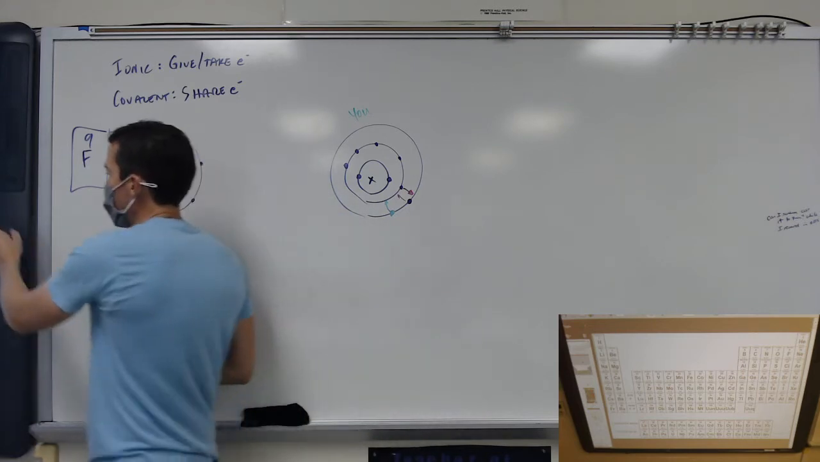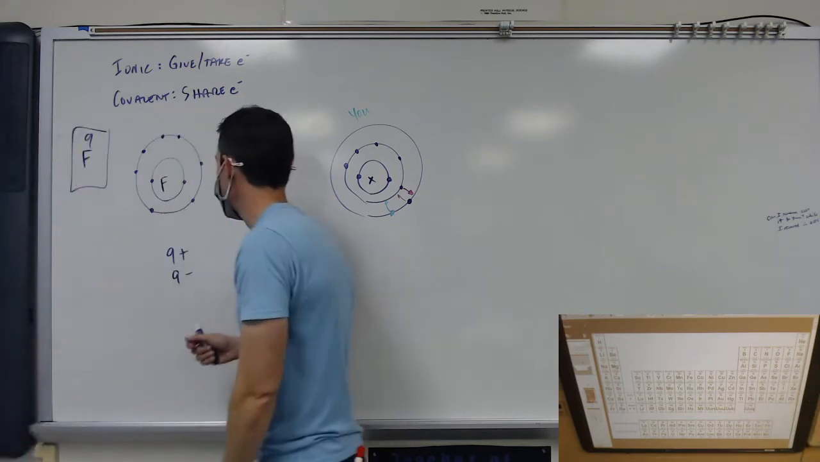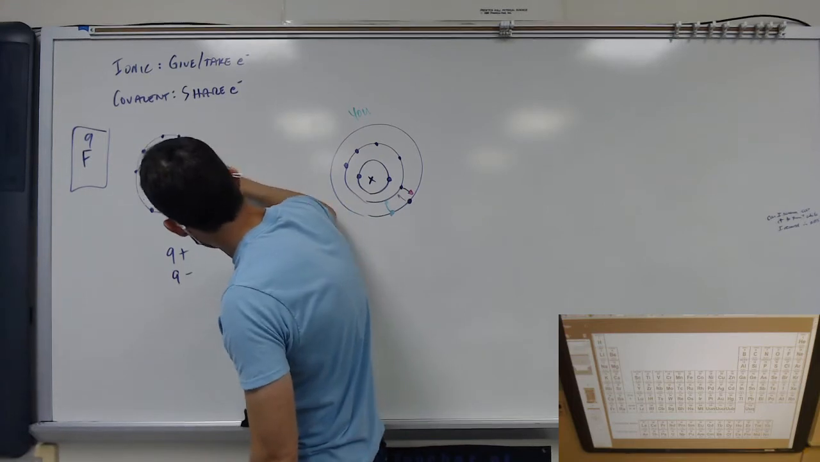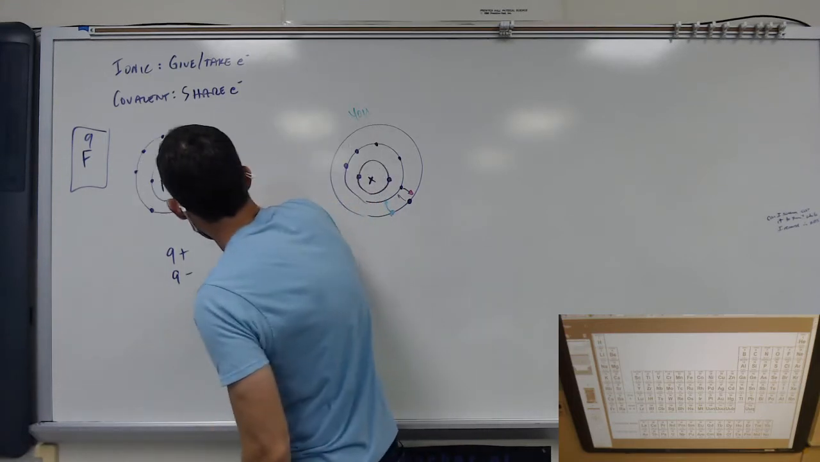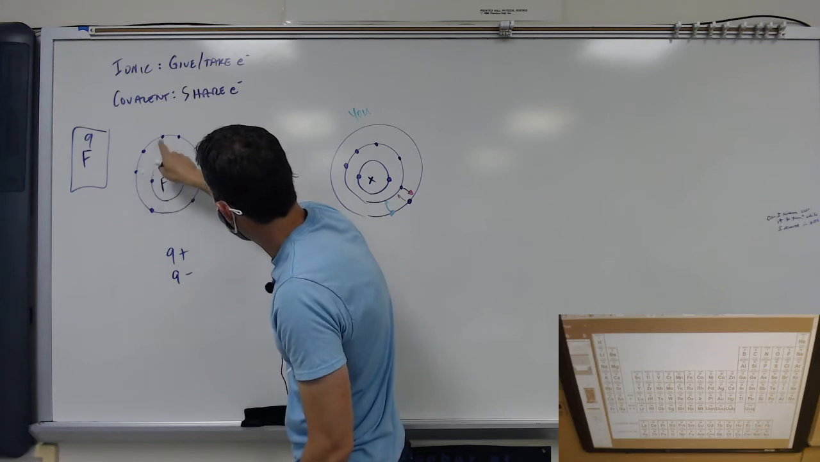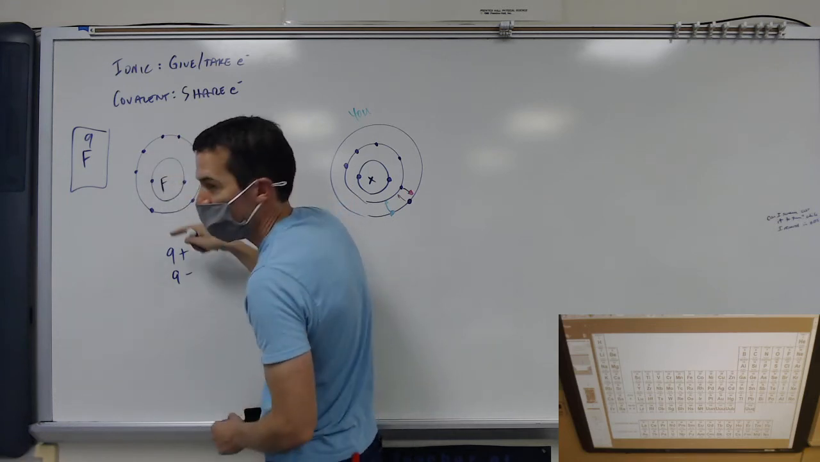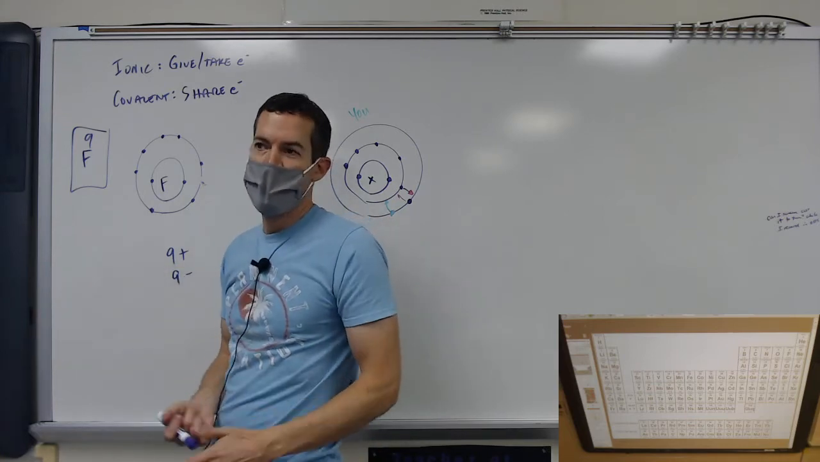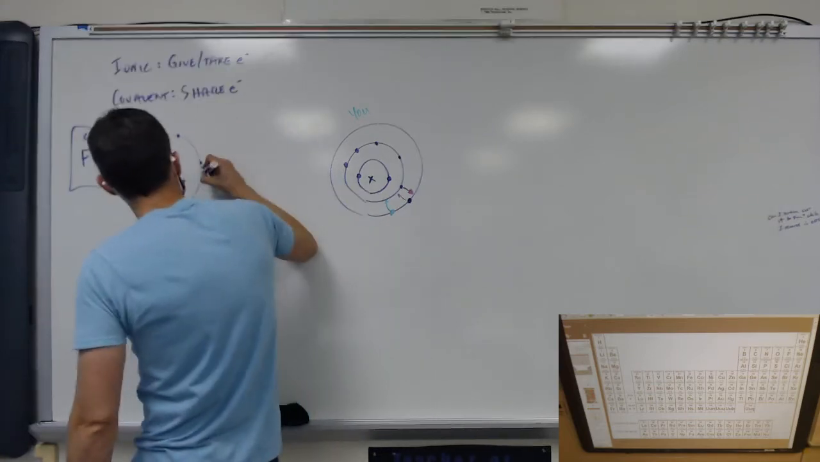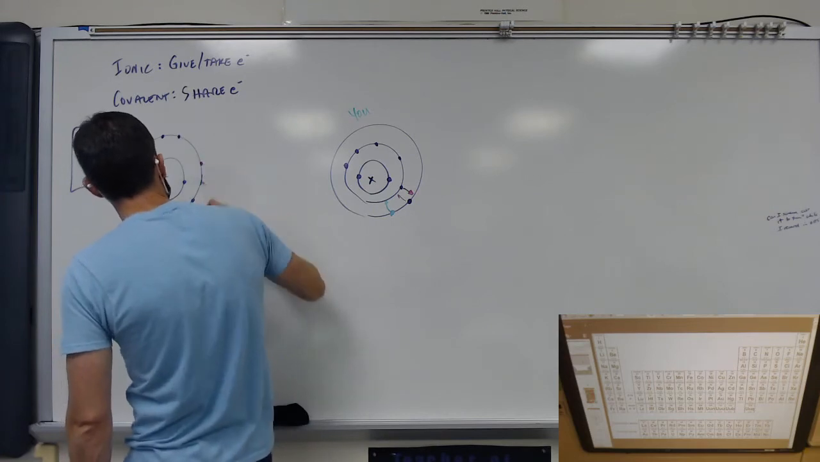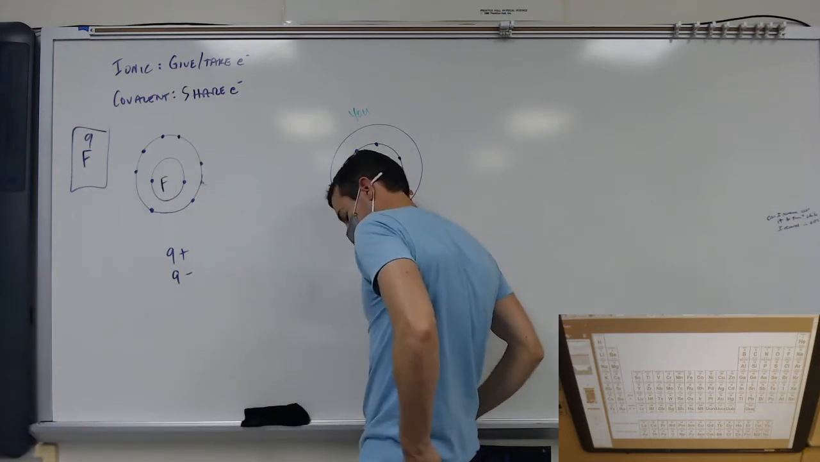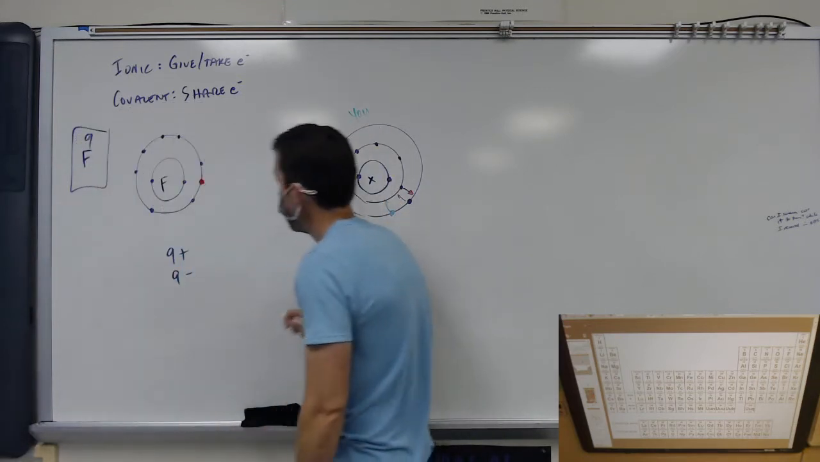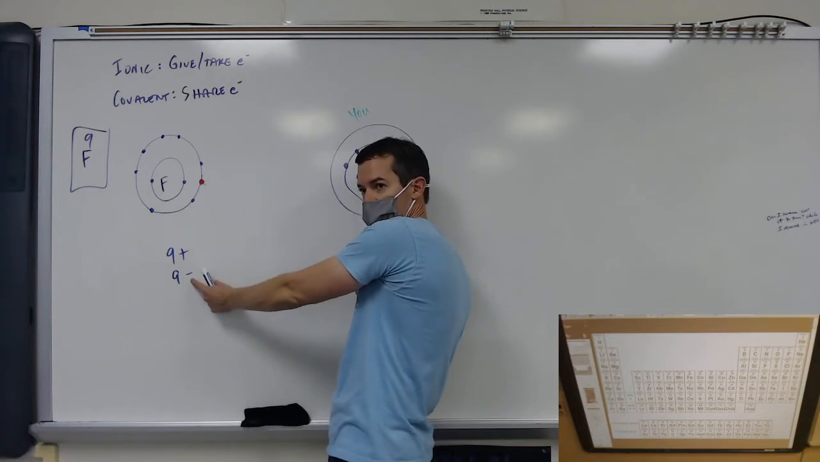Or it could either gain 1, or how many would it have to lose to have a full ring? It'd have to lose 7. So I could gain 1 if I have 8 out here, or I could lose 1, 2, 3, 4, 5, 6, 7, and now I've just got my inner ring that's full. So what's more likely, shuffling around 1 electron or 7? 1. So out in nature, almost always, it's going to gain 1 electron. Now, it just gained an electron. So how many electrons does it have now? 10.